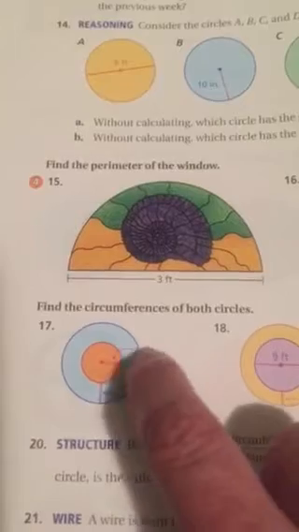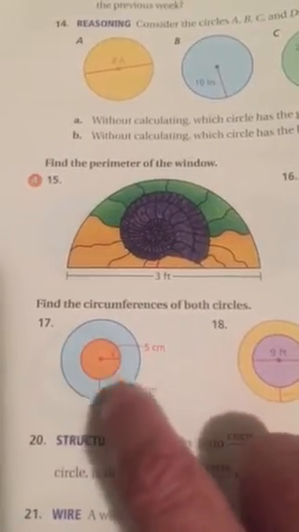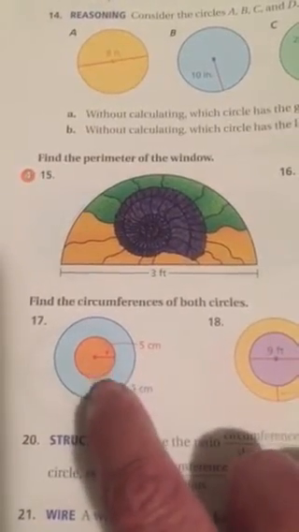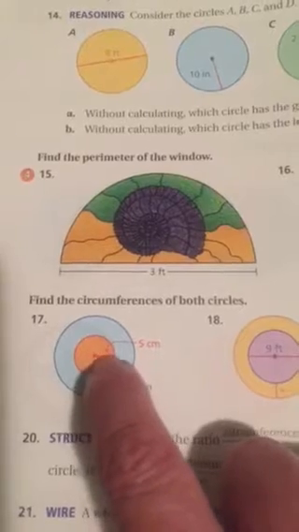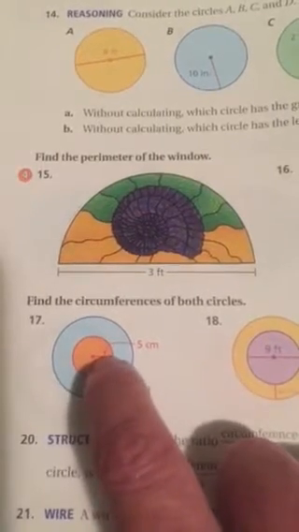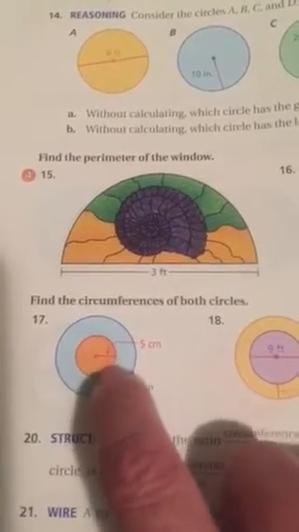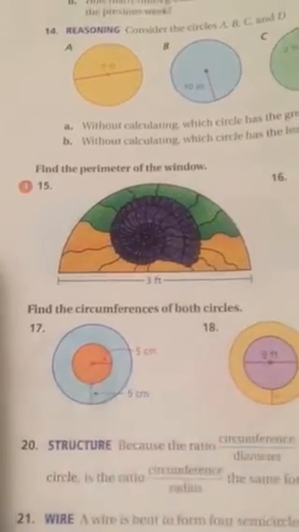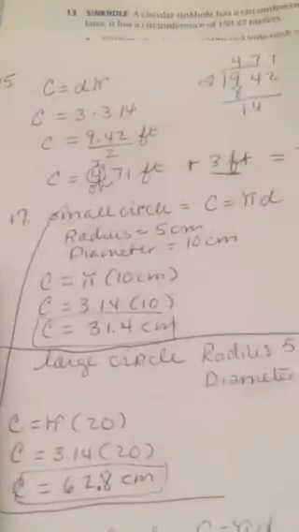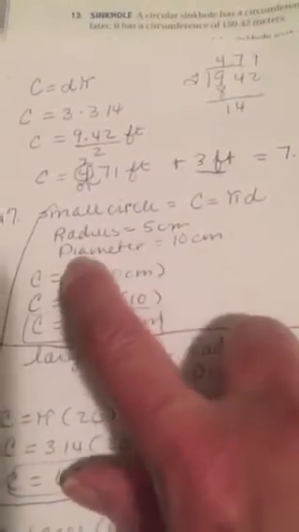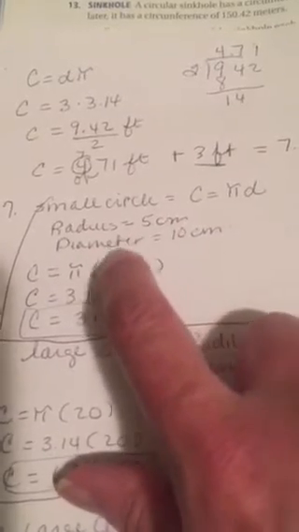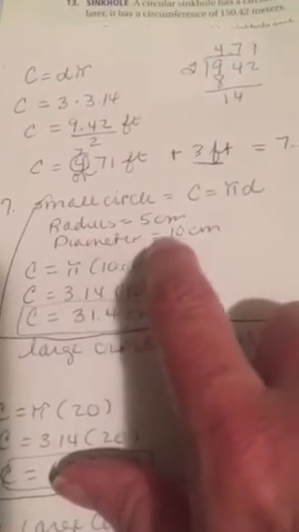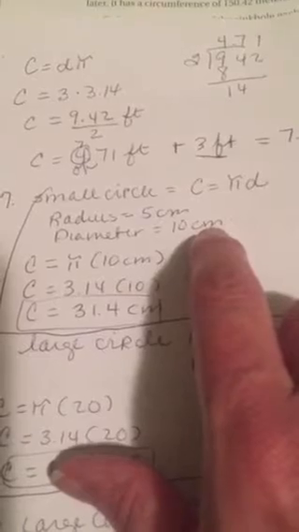Okay, number 17, we're going to find the circumference of both these circles. So let's start with the small circle because we already know we have a radius. But the radius, if we want the diameter, has to be 2 times that, and it's 5 centimeters. So the diameter is going to be 10 centimeters. For this small circle, the radius is 5 centimeters, so the diameter is 2 times 5 because 2 radius equals a diameter. So the diameter is going to be 10 centimeters.